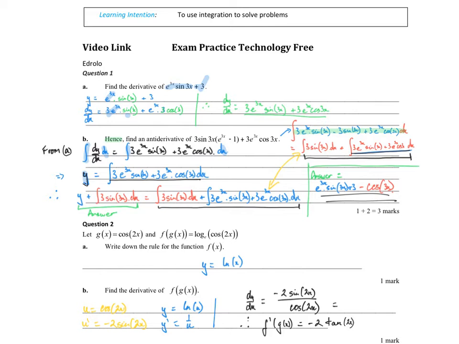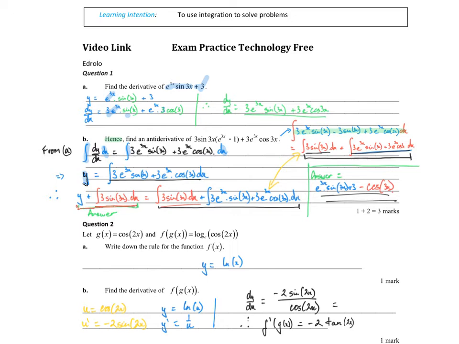The only thing that's missing is the 3 sine 3x dx. So what I've done is I add the 3 sine 3x dx to both sides. We have equality. So now all of a sudden the right-hand side is exactly the answer we're looking for. Okay, so that's the expression we're trying to solve. It's on the right-hand side, so it must equal the left-hand side.